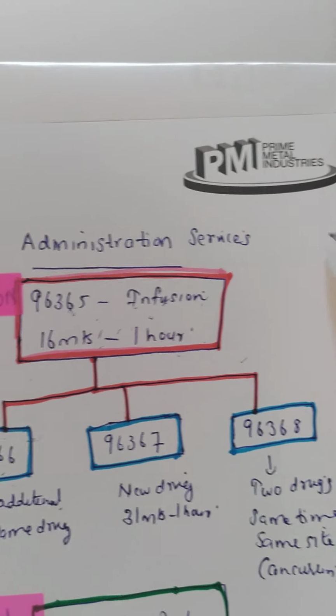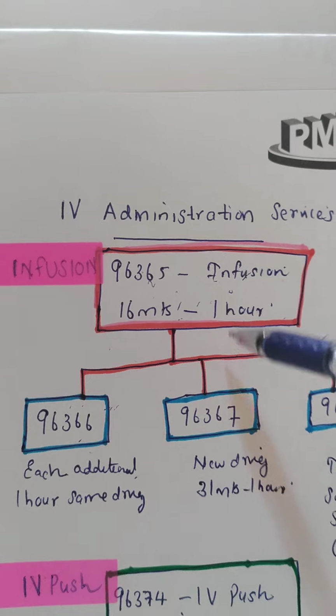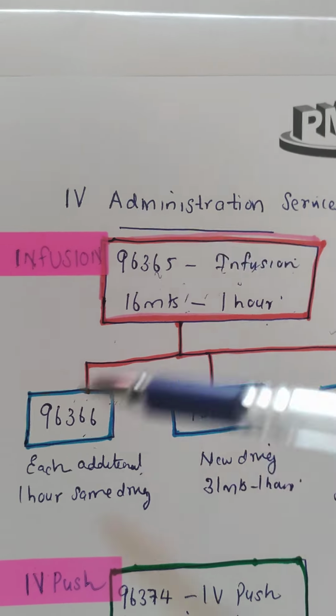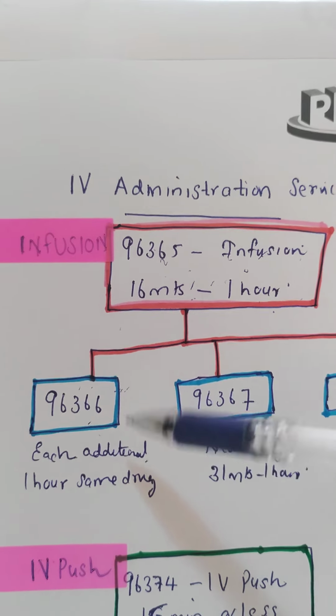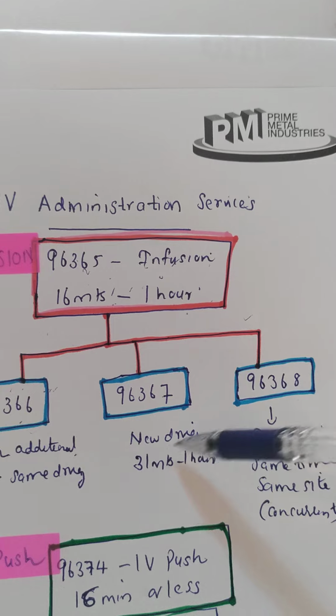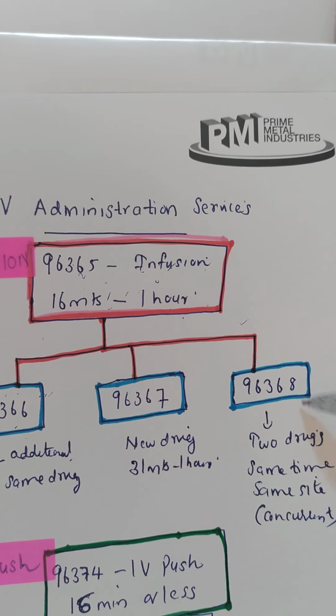These are the overall IV administration codes for infusion. Infusion 96365 is the primary code. The add-on code 96366 is for each additional 1 hour, same drug. If it is a different drug, we use 96367. And if two drugs are running parallel to each other at the same time, we use 96368.